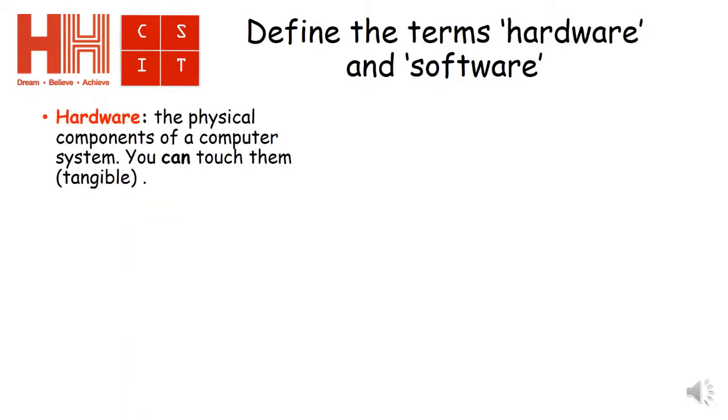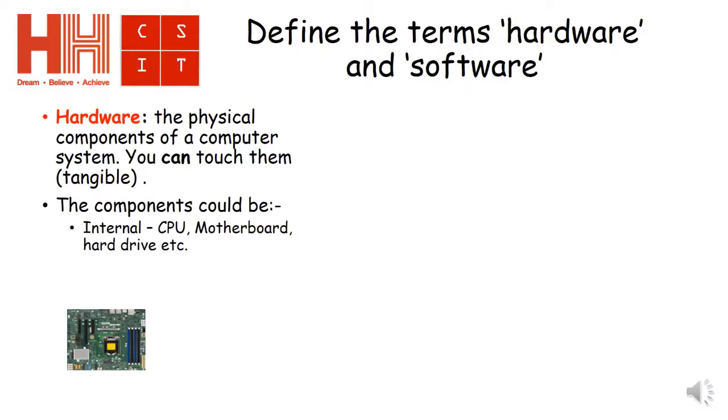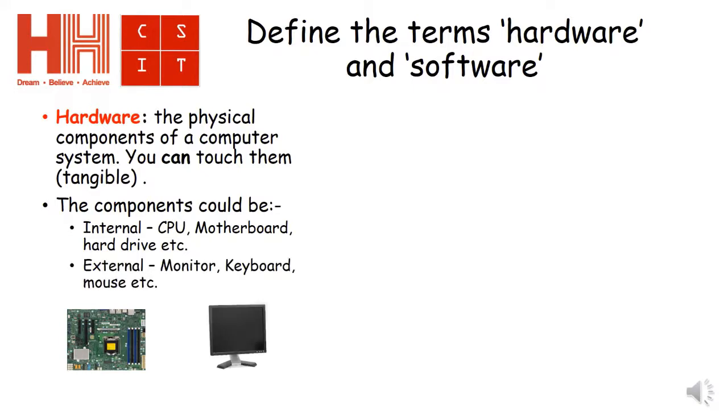Now, hardware are the physical components of the computer system. You can touch them. The word for that is tangible. We've already looked at quite a lot of these components in the previous lessons. They're made up of the components inside the computer, so the internal parts, things like the CPU, motherboard, hard drive, and the external parts of the computer, like the monitor, the keyboard, the mouse, all of which, whether they are inside the computer or outside, can all be touched.